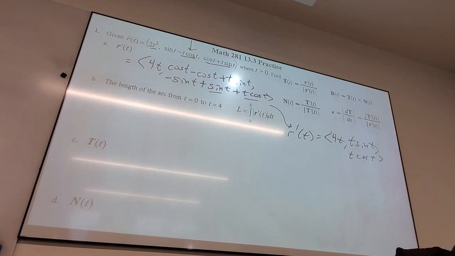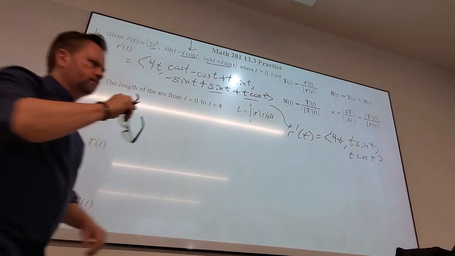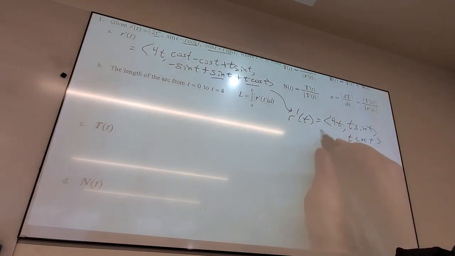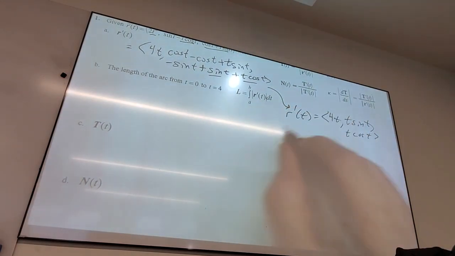Hey, Mikey. All right, and now that I've got r prime, I can immediately get the length of the arc from t equals 0 to t equals 4 by doing that. What do those symbols mean inside that interval? Length, yeah. So what is the length of r prime?